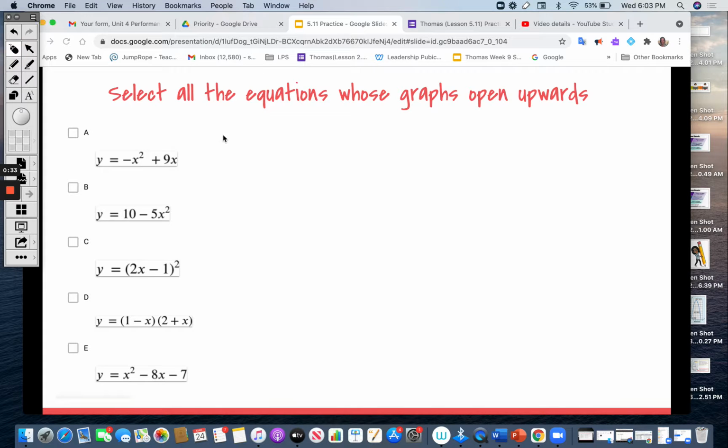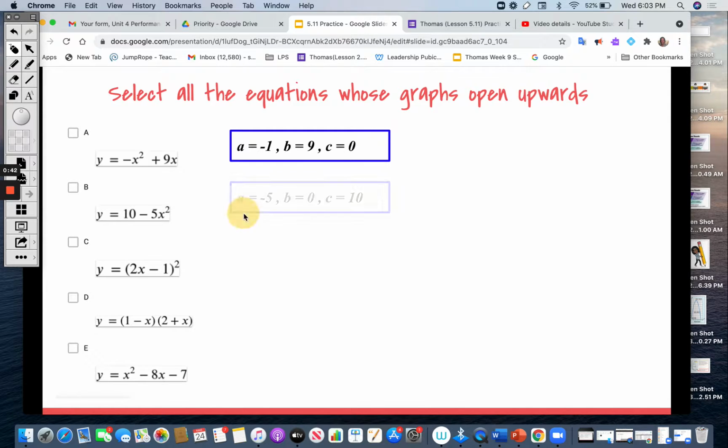In option A, what do we notice? What are some things we're noticing? We notice that the value of A is equal to -1, B is equal to 9, C is equal to 0. Let's look at option B. A is equal to -5. A is always the value that is attached to the squared term. B is 0, there's no bx.